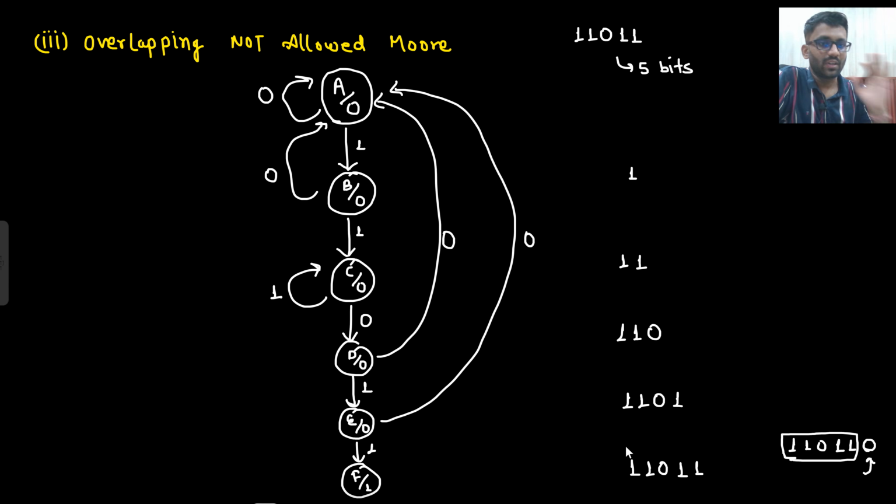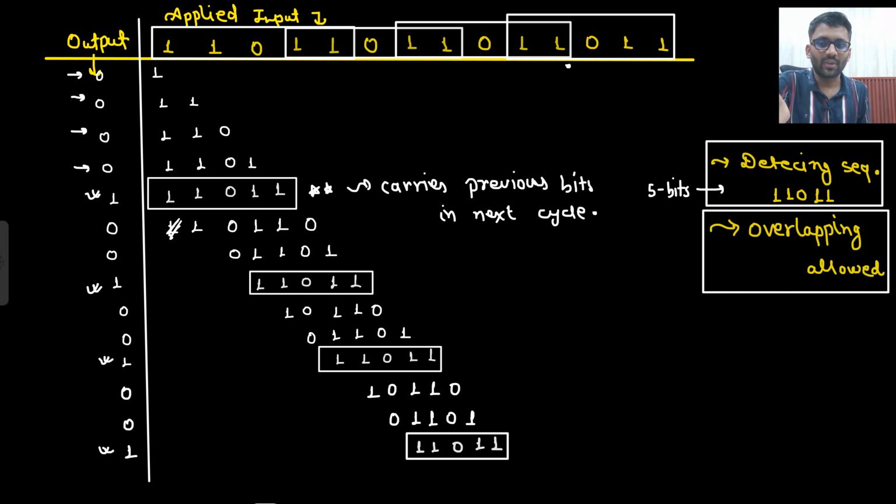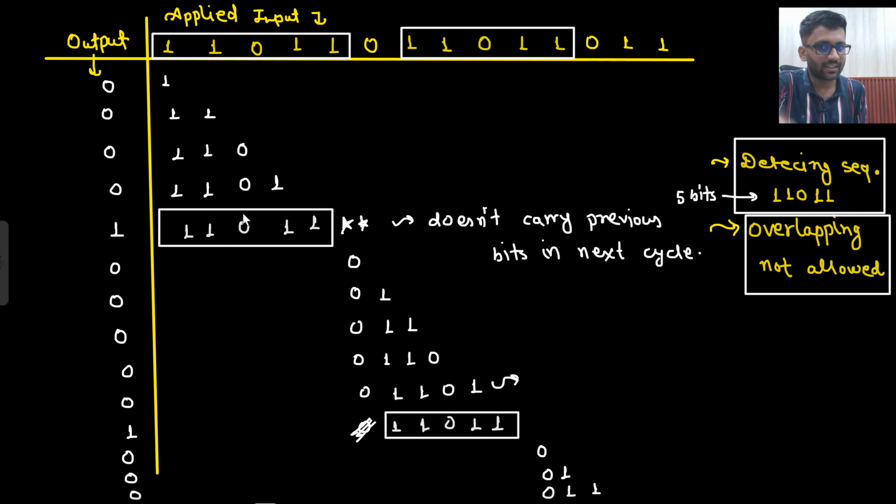I will repeat this point. Listen to me very carefully. If 11011 has been detected, that means this loop is gone now, right? There is no use of this loop, because this is the case of overlapping not allowed. In case of overlapping not allowed, if 11011 is detected, then it is gone. We'll start our new journey.